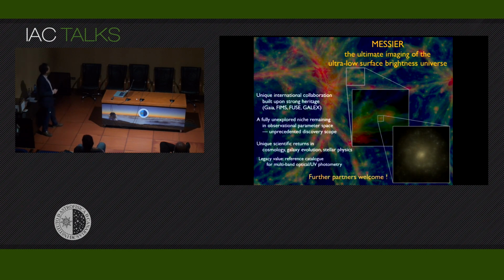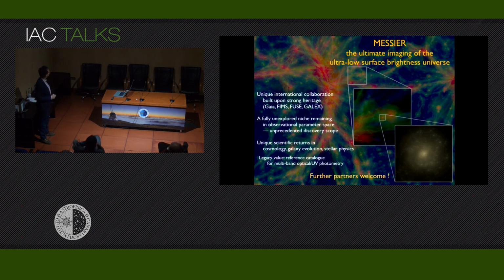But the point to take is that this is a strong heritage that comes from the ESA missions or the NASA missions. This was submitted as a China-Europe mission, and the Chinese were very efficient because they can actually build these mirrors very cheaply, although they cannot really do the polishing. The point is that this is a fully unexplored niche, perhaps the last one that remains to be explored in parameter space, and therefore the discovery potential of this is absolutely unprecedented.